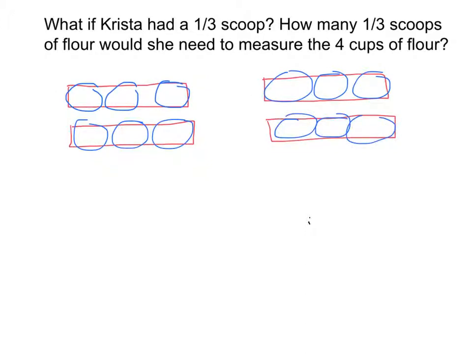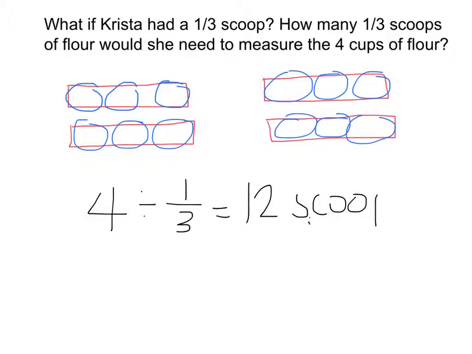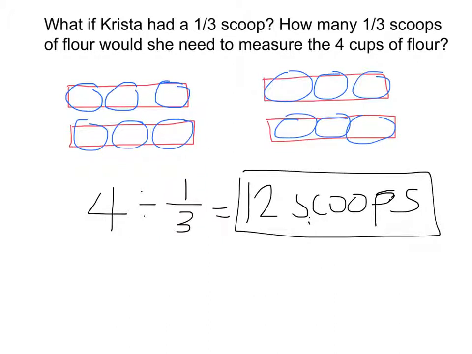Okay, so Michaela, what is the equation this time? 4 divided by 1/3 equals 12 scoops. Good. And then how can I multiply to check my answer? Arjun? You can multiply 12 times 1/3. Okay, go ahead and do that to make sure that's the right answer. Multiply the numerators, multiply the denominators. What do you get when you multiply 12 times 1/3? Aditya? 4. You get 4. Does that check to make sure our answer is correct? Yep. Very good.